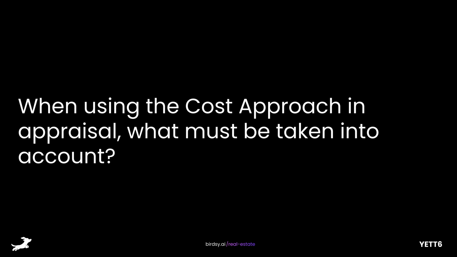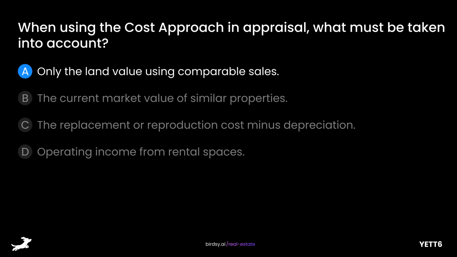When using the cost approach in appraisal, what must be taken into account? Is it A, only the land value using comparable sales, B, the current market value of similar properties, C, the replacement or reproduction cost minus depreciation, or D, operating income from rental spaces? The answer is C, the replacement or reproduction cost minus depreciation.